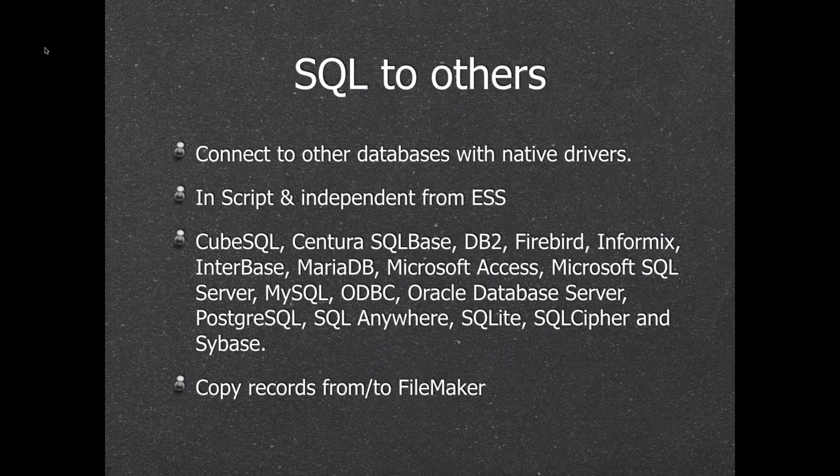Then we have SQL access to other databases, and currently I think we have 14 types there. So we can connect in a script to a foreign database, run a select statement, get some data, store them in FileMaker or the other way around. We have convenience functions where you can easily copy the result set from one side to the other side and move hundreds of records easily with one line.